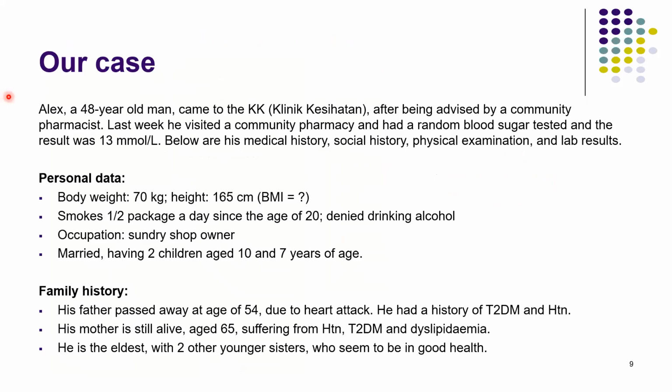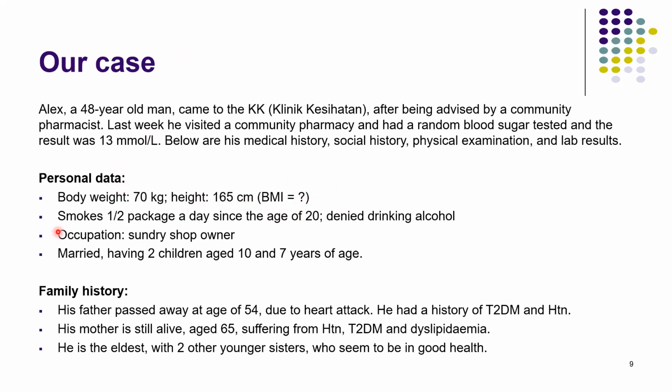So our case here: Alex, a 48-year-old man, came to KK after being advised by a community pharmacist. Last week, he visited a community pharmacy and had a random blood sugar test, and the result was 13. So the blood sugar is high. Below are his medical history, social history, physical examination, and lab results. Body weight 70, height 165. We can calculate the BMI.